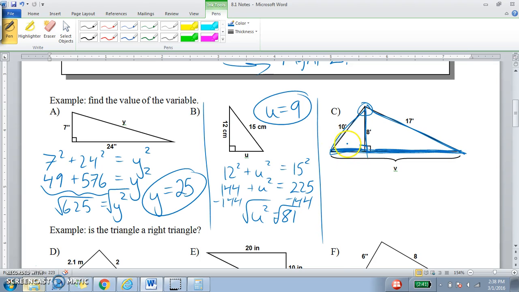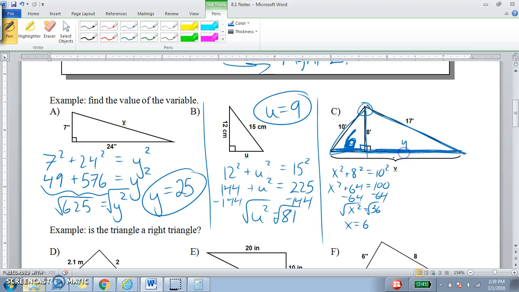So let's start with this small one over here. We'll call this piece x. So if I use this triangle right here, I could say that x squared plus 8 squared equals 10 squared. So when I multiply out all those numbers, I get 64 and 100. I'd have to subtract the 64. And then when I square root that, I'm going to end up with 6. So this piece is 6.